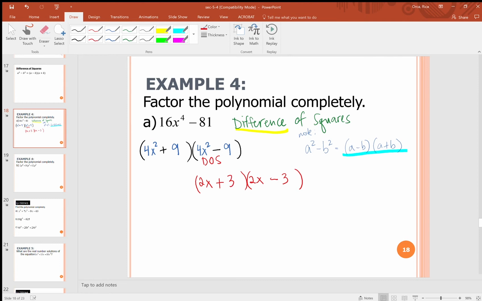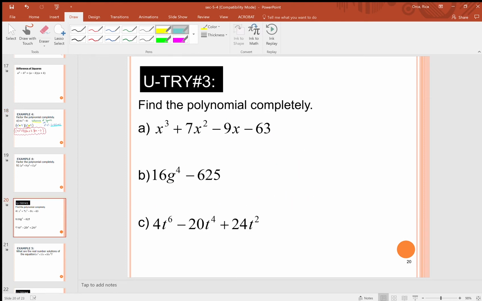Now that we've factored out 4x squared minus 9, let's go ahead and write our answer. Let's bring down the 4x squared plus 9 from earlier. So we have 4x squared plus 9 times 2x plus 3 times 2x minus 3. These are the factors of 16x to the 4th minus 81. Let's look at part B of this you try. I'll go ahead and rewrite part B.